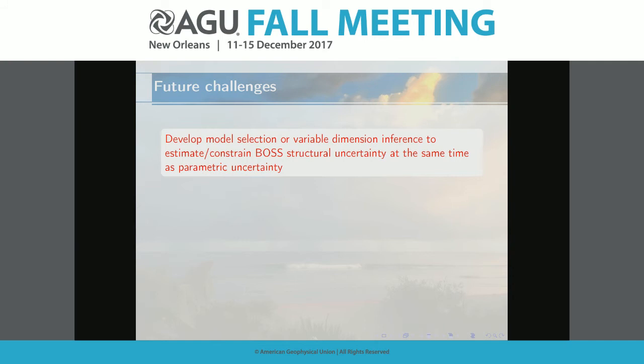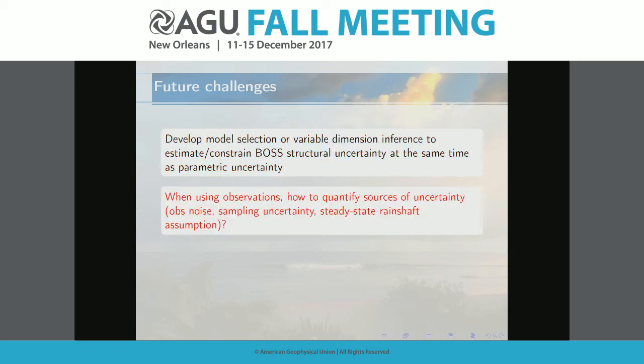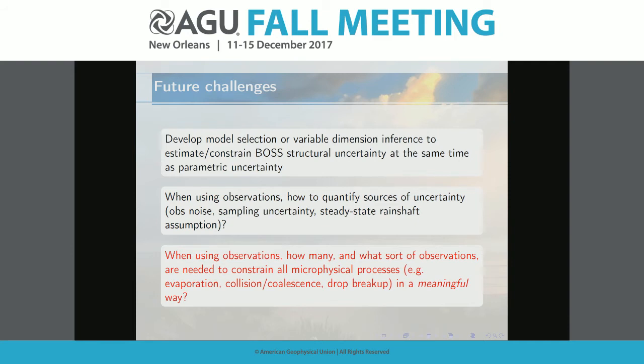All right, so we have some future challenges, and if anybody here has some suggestions for this, I'd really like to hear them. So we'd like to develop some model selection or variable dimension inference to sort of estimate or constrain just what the structural uncertainty is. So compare between different versions of BOS that have different amounts of complexity. When using the observations, which observations should we use? How should we weight those so that they adequately constrain all the different parts of BOS? And yeah, actually that was the same thing, basically. I'm not sure why meaningful is in italics. I think it looked more profound that way.